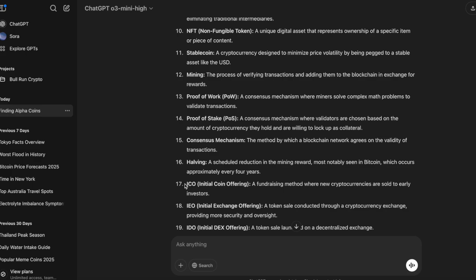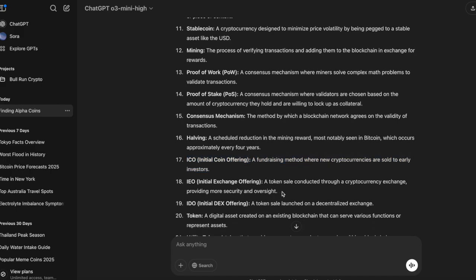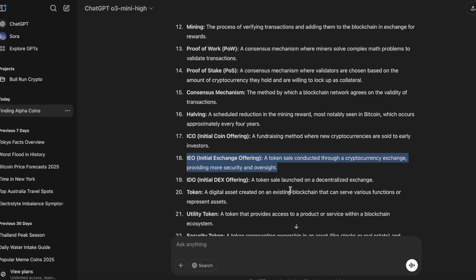Now we have this term that's not used as much anymore: ICO, initial coin offering, a fundraising method where new cryptocurrencies are sold to early investors. We don't really hear that anymore. It's kind of like an IPO, an initial public offering, but it's called an initial coin offering. IEO, initial exchange offering, a token sale conducted through a cryptocurrency exchange providing more security and oversight. So kind of like an IPO, but done by an exchange.